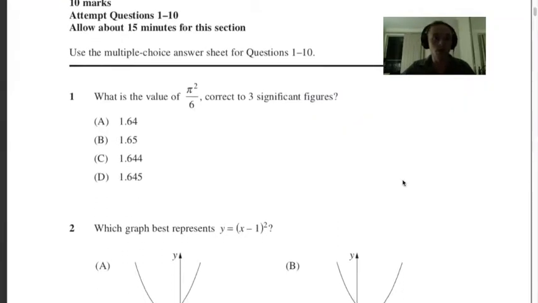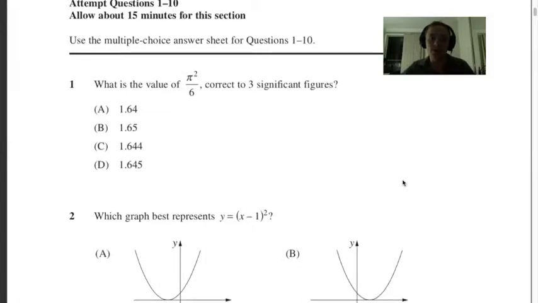Question number 1. What is the value of pi squared divided by 6 correct to 3 significant figures? This is quite an easy question. Let's just grab our calculators out. Pi squared divided by 6. We want 3 significant figures. Really, that means we want 3 digits. So let's not round to 3 decimal places. We want 3 digits total.